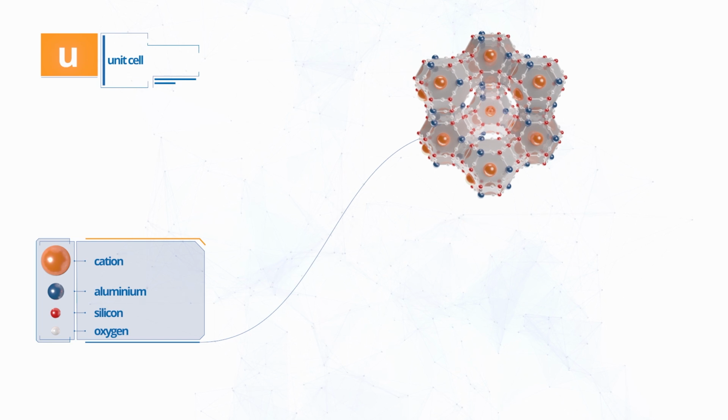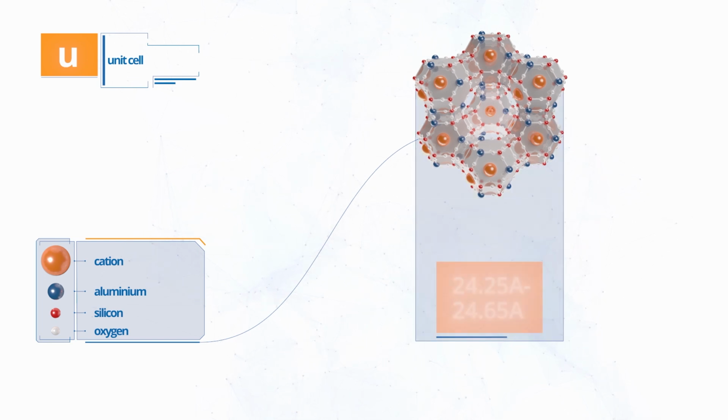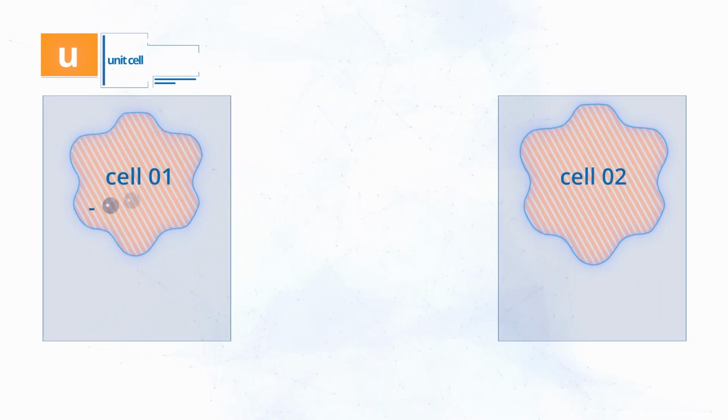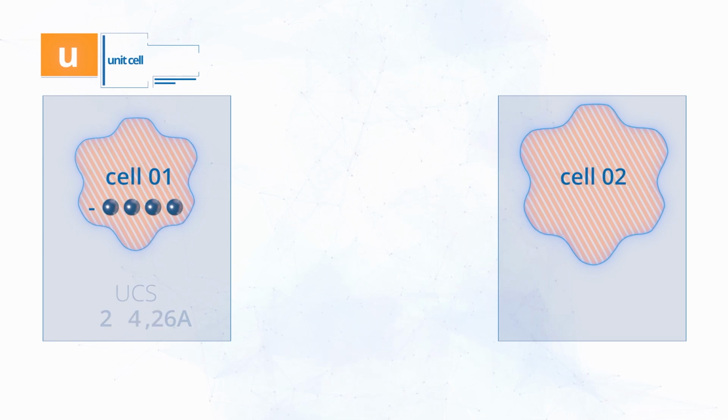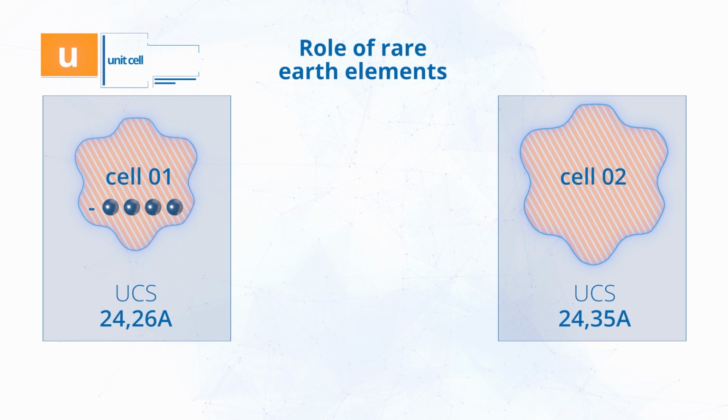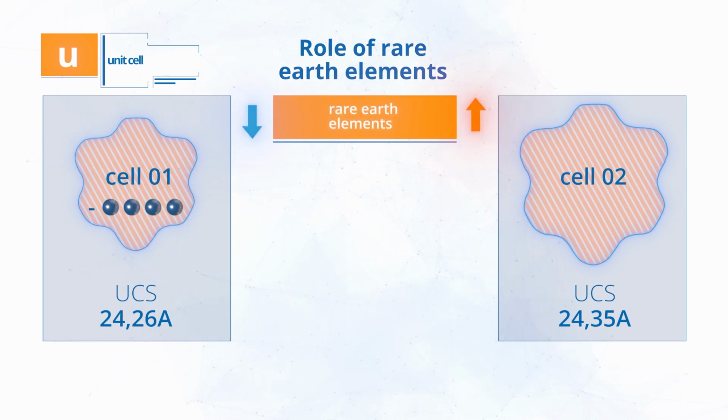The key parameter of the zeolite is the unit cell size, the length of the smallest repeating unit in the crystal. The aluminium-oxygen bond is longer than the silicon-oxygen one. Therefore, if the number of aluminium atoms in the crystal increases, the unit cell size is greater and indicates a higher activity. The zeolite unit cell size is controlled by the rare earth element content in the zeolite.